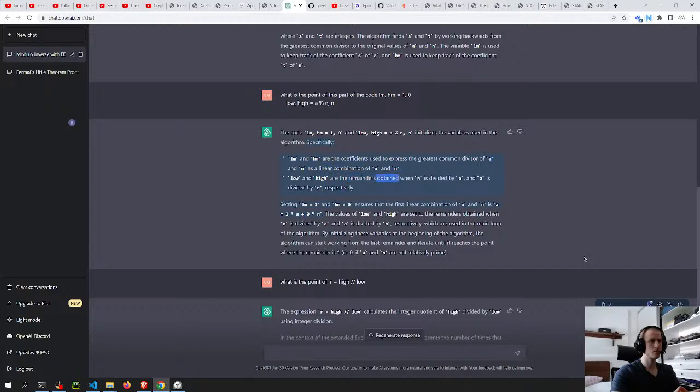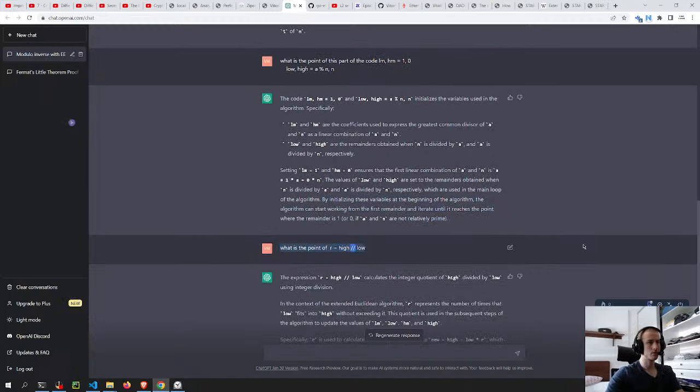Low and high are the remainders obtained when n is divided by a, and a is divided by n, respectively. Setting lm = 1 and hm = 0 ensures that the first linear combination of a and n is a = 1 * a + 0 * n. The values of low and high are used in the main loop of the algorithm. By initializing these variables at the beginning, the algorithm can start working from the first remainder and iterate until it reaches the point where the remainder is 1, or 0 if a and n are not relatively prime.